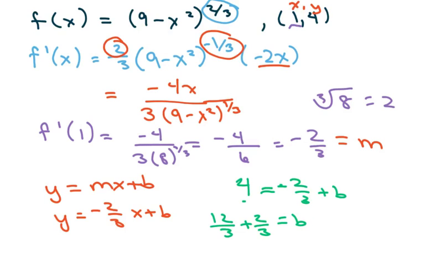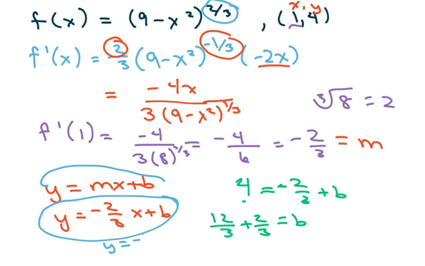So our equation is going to be, plug it back into the original, plug it back into this one. You're going to get y equals -2/3 x plus 14/3. That's 14/3. And that's all.